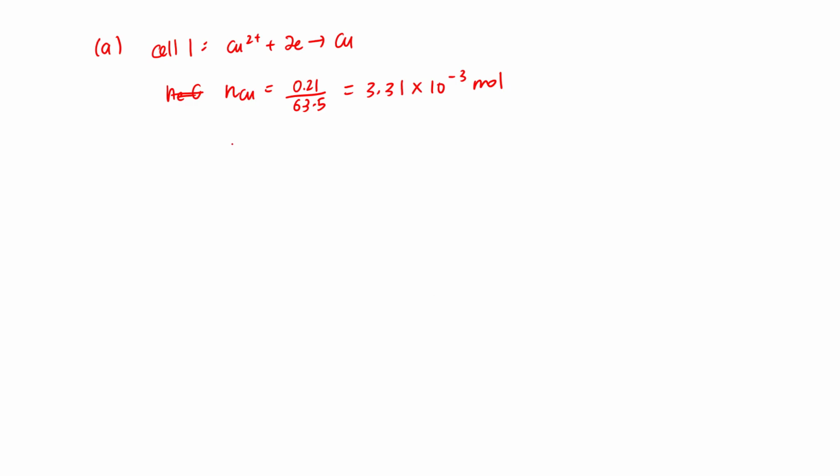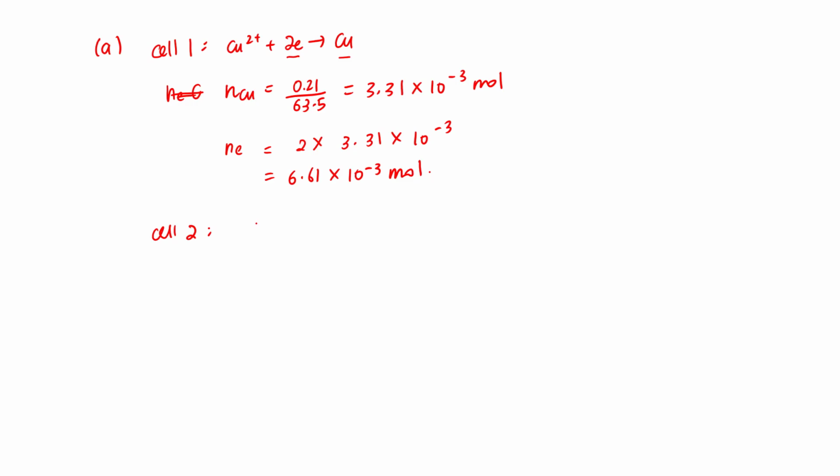With this, we are also able to find the number of moles of electrons that is passing through the whole circuit. Since the mole ratio between electrons and copper is 2:1, we can easily find the moles of electrons transferred by using 2 times the number of moles of copper formed. So that is 6.61 times 10 to the power of minus 3 moles. We can then use this information to link to cell 2, because for cells connected in series, it is the same amount of electrons passing through each of the cells.